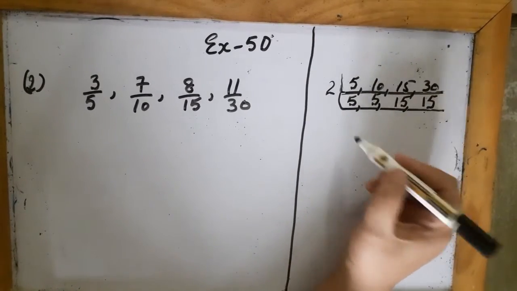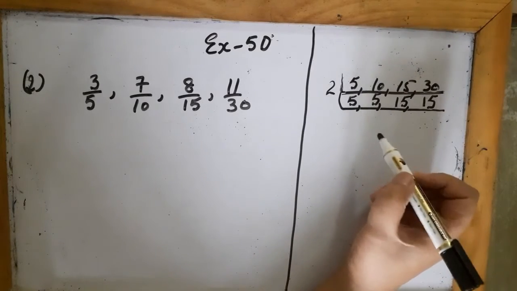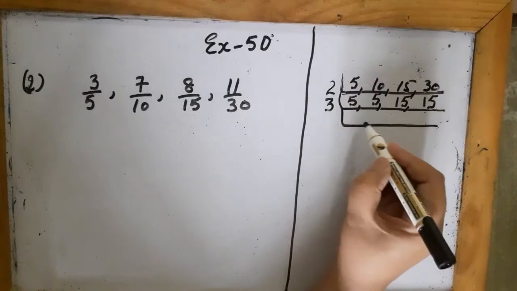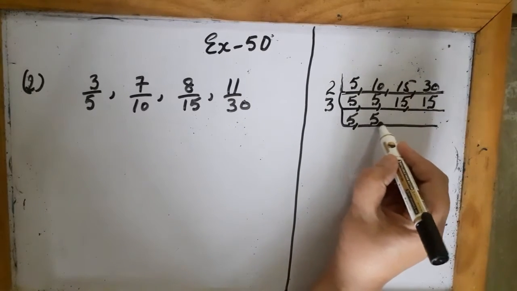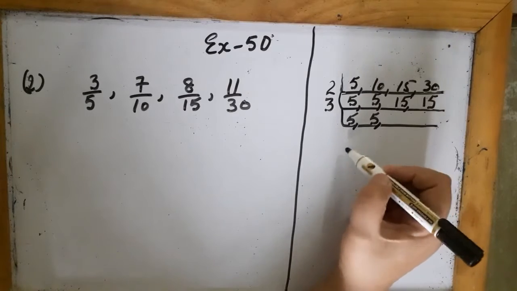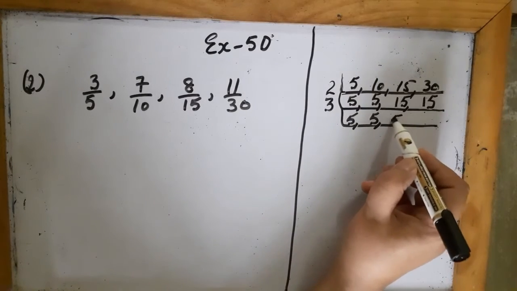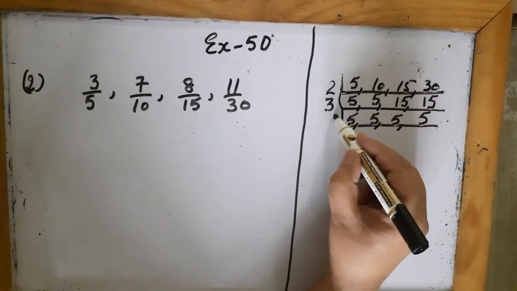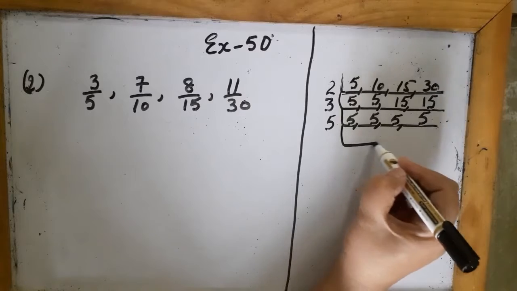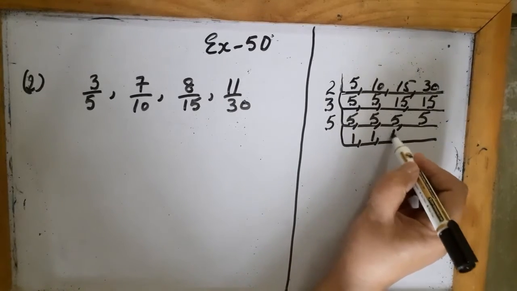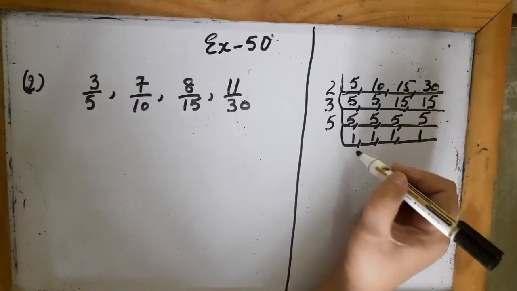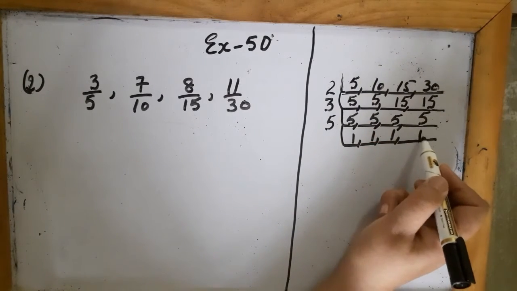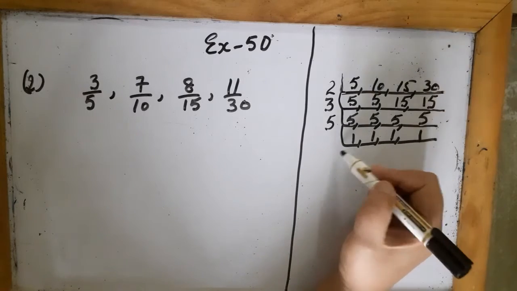So any number I can divide with 2 now? No. So I will take the next prime number, which is 3. So 5 will not go on 3. This 5 also will not go in 3. So keep them the same. Now 3 5s is 15 and 3 5s are 15. Now which is the next prime number? 5, and all these will go on the table of 5. So you have to keep on doing like this till you get 1 on the last one.